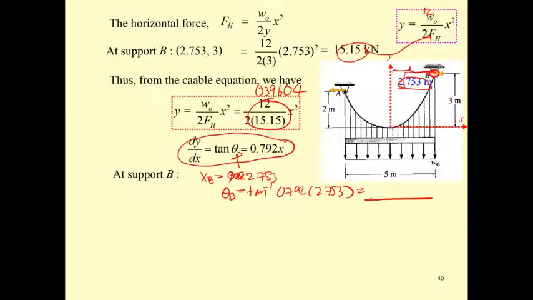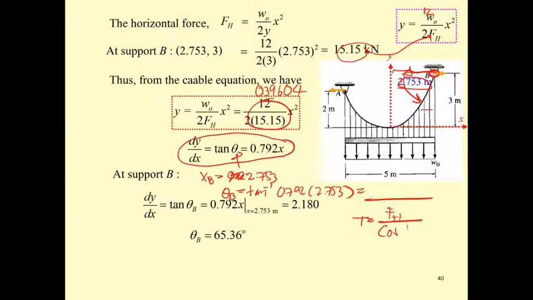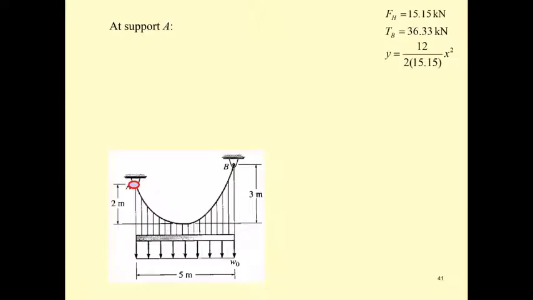That means you get this angle, the angle of 65.35, and then you have the equation, as I mentioned before, T equal to f sub h over cosine theta. If you find T sub B, this is going to be with theta sub B, and then you get 36.33.